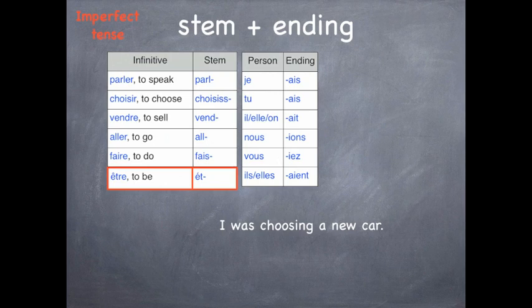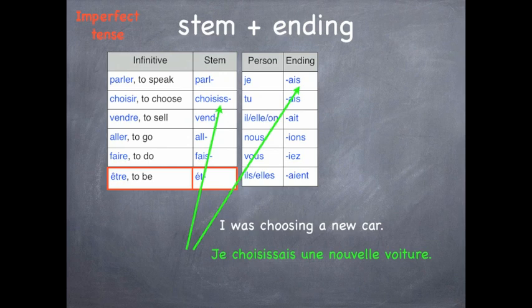I was choosing a new car. The stem for choisir, to choose, is choisis, and the ending for je is AIS. Je choisissais une nouvelle voiture.